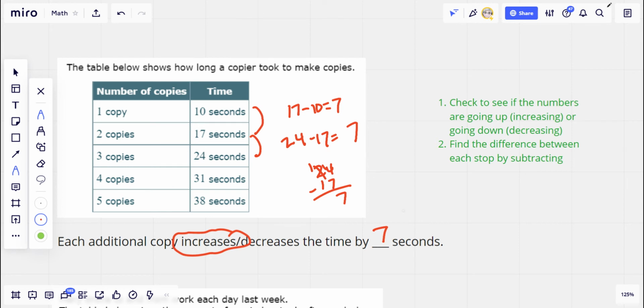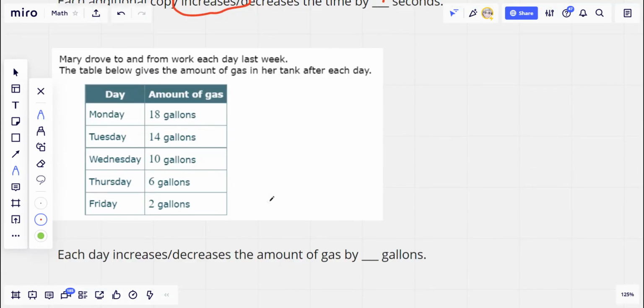Let's try one more. And just a reminder on the steps, we're going to check to see if they're going up or going down, increasing or decreasing, and then we're going to find the difference by subtracting. Okay.